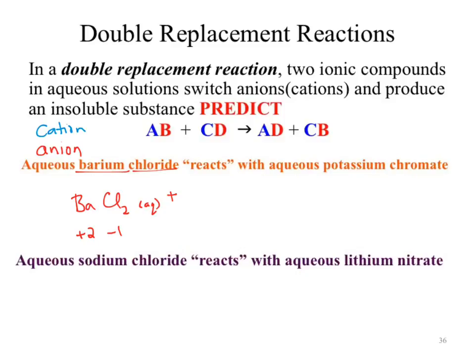Symbol for potassium. K. Symbol for chromate. I know it's not one I told you to memorize, but CrO4. Charge on chromate, I'll tell you, is a -2. Potassium, +1. Is that formula balanced? No, what do you need? 2 potassiums. Whoops.